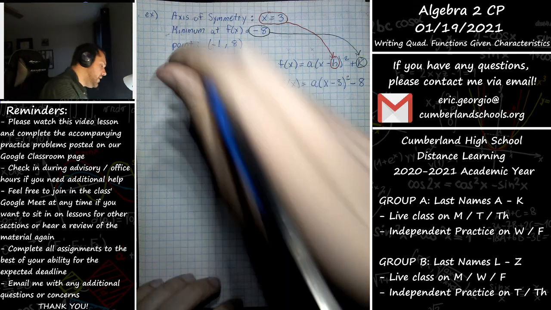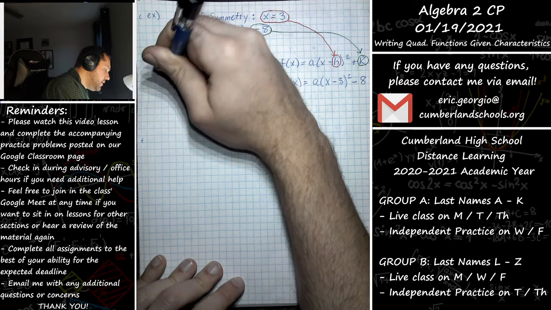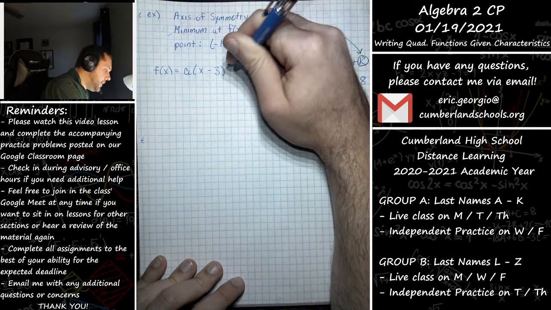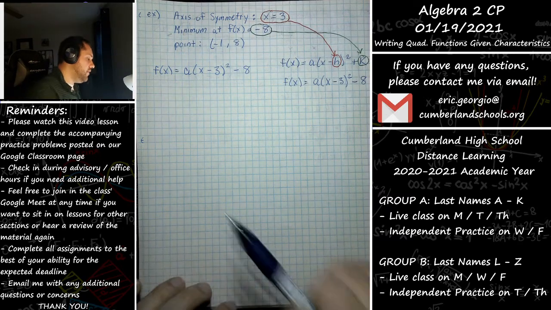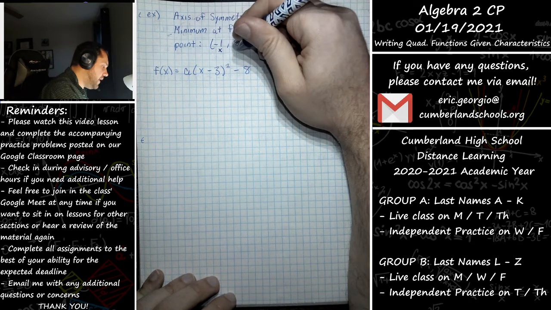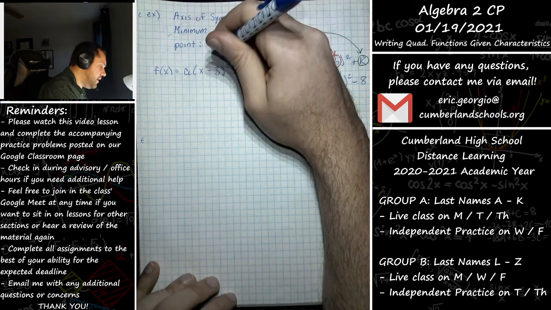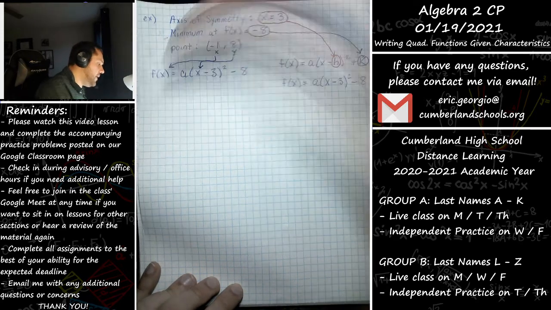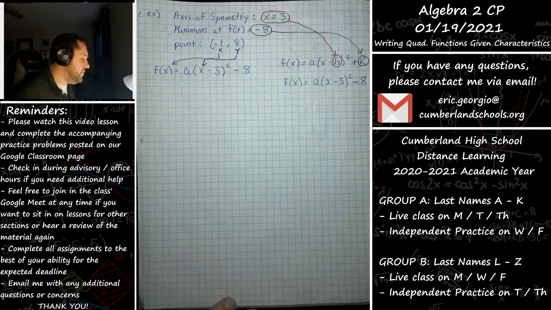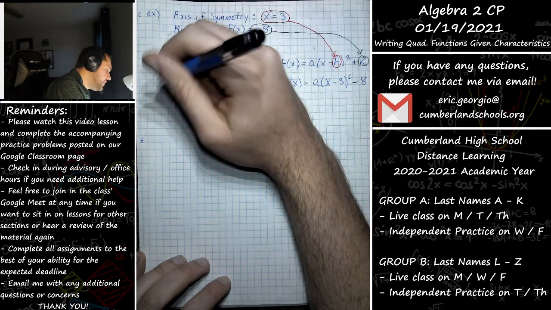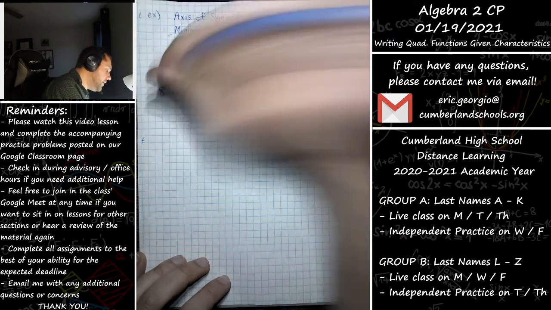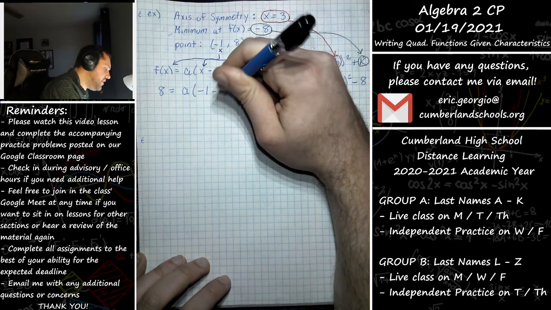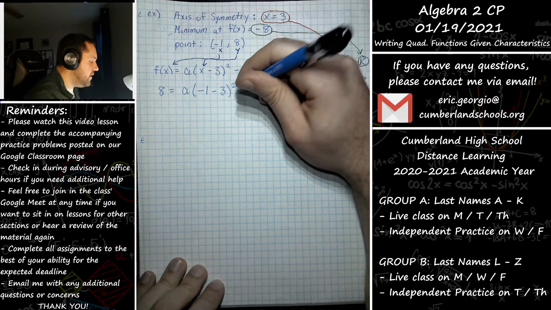So let's do that. I would say my function so far is a times x minus 3 squared minus 8. Here's my value for x that I'm given. Here's my value for y that I'm given. My value for x will go right there. My value for y will go right there. Let's make it happen. We would say that 8, that's our y, our output, would equal a times negative 1 minus 3, because we're saying when we plug in negative 1, this is what we get, squared minus 8.